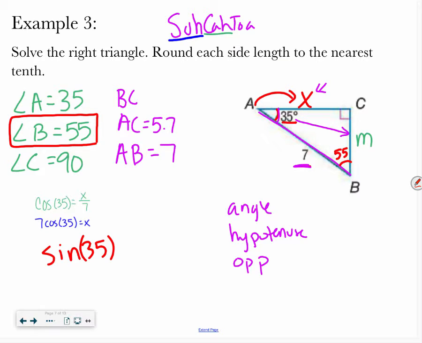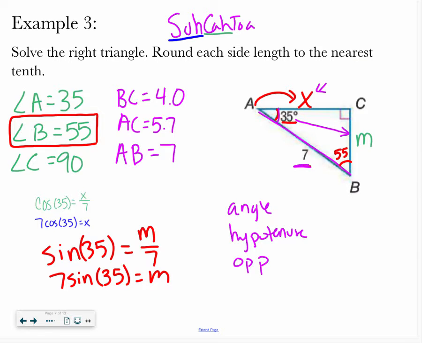I always put parentheses around my degrees just so that way I don't mix up letters and numbers. So sine of 35 degrees equals our opposite, which we don't know. I'm going to call that M, over our hypotenuse, which is 7. Right now, our variable is being divided by 7, so I'm going to multiply by 7. So 7 sine of 35 equals M, which, if you plug that into a calculator, you get 4.0 once you round to the nearest tenth.